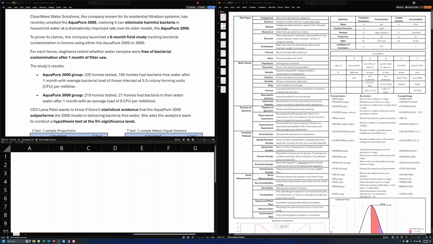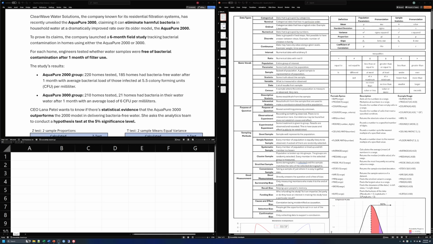So maybe our first question should be, how many groups are we dealing with? Are we dealing with one group, or two groups? Or are we dealing with regression, where we have multiple numerical measurements of the same thing and are using one to predict another? Clearly here, we've got two different groups that we are comparing to one another: these two filtration systems, the AquaPure 3000 and the AquaPure 2000. So right away, I know that I'm dealing with two sample hypothesis testing.